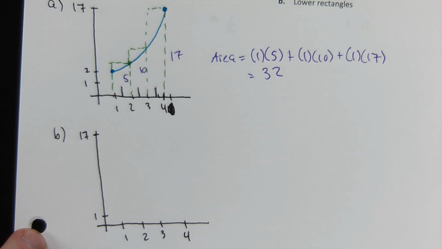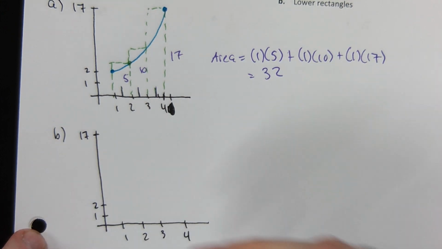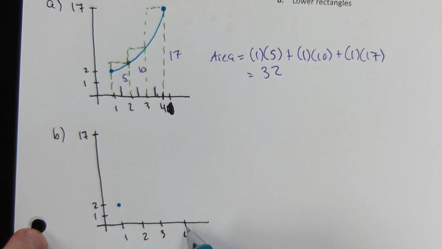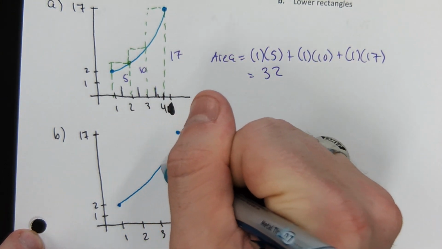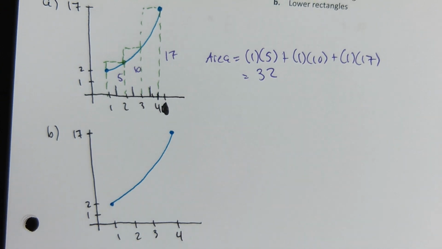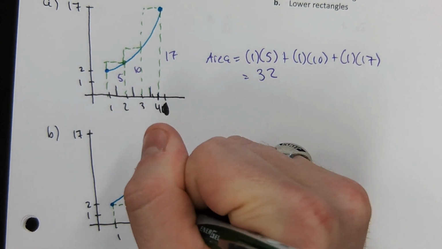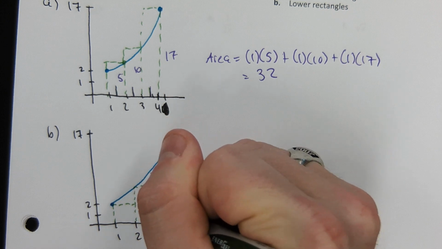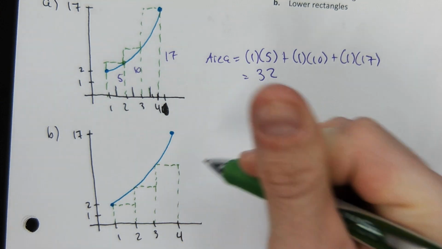When we plug in x equals 1, we know that's going to give us y equals 2 because 1 squared plus 1 is 2. And we already know that 4 squared plus 1 is 17. It gets like this, and it does something like this. Okay? These rectangles now are going to be below the curve, which means their top left corner is the one that sits on the curve. Like that.